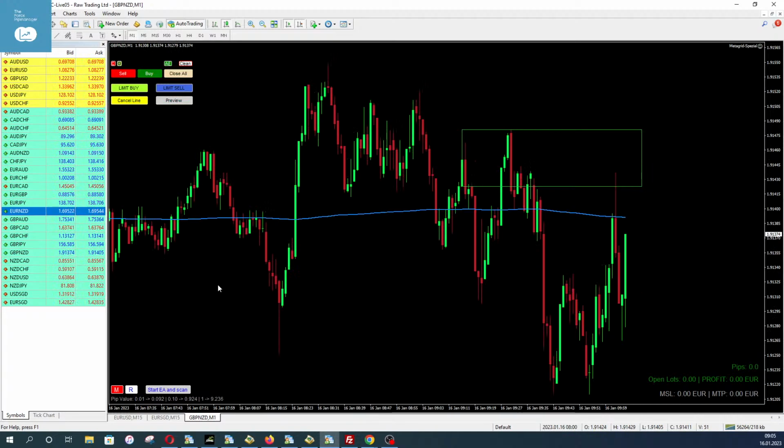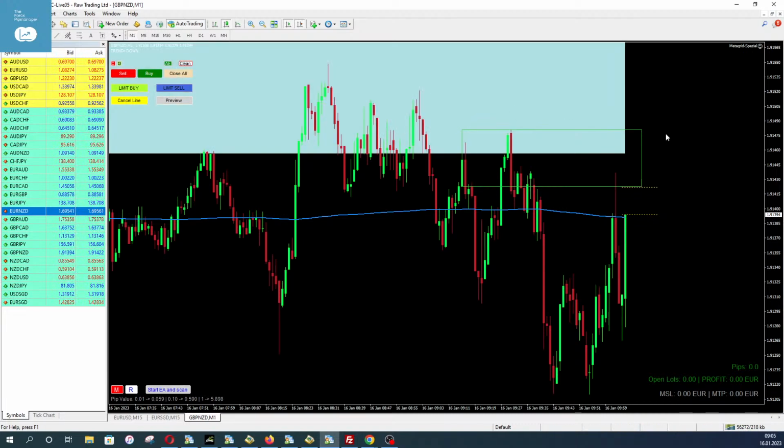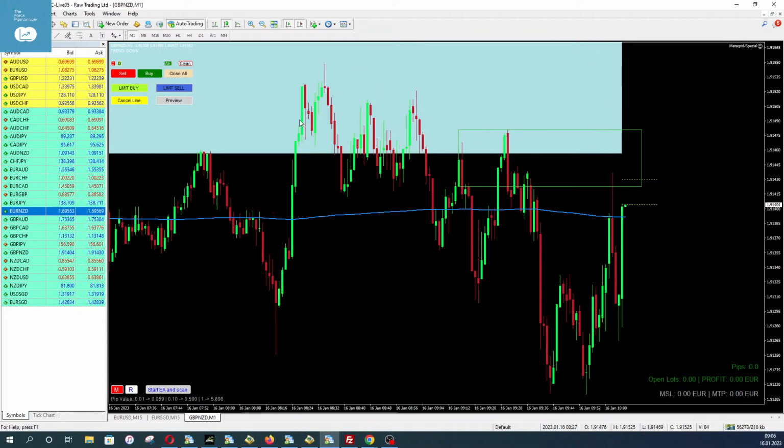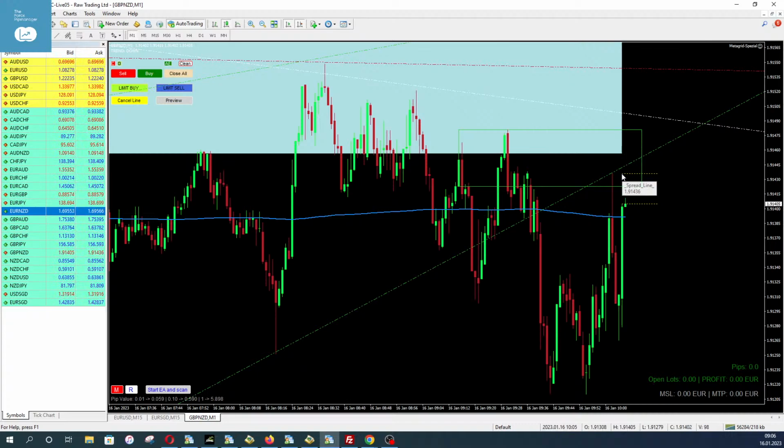Let's check another pair. We have here the pound kiwi. We are on the 1 minute time frame. You can see a green box here, a supply zone. And a little bit higher than the supply zone, we had this massive sell order block. And you can see that the price reacted really nicely on this box, the second time.